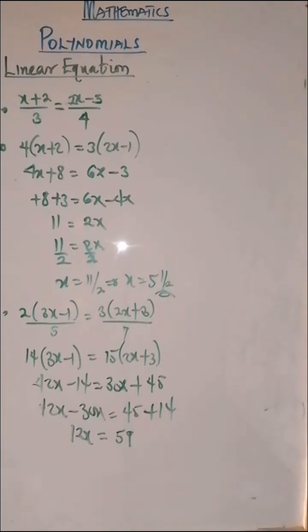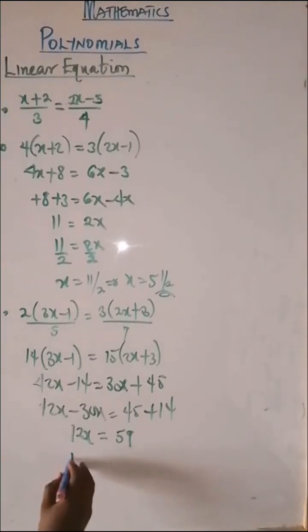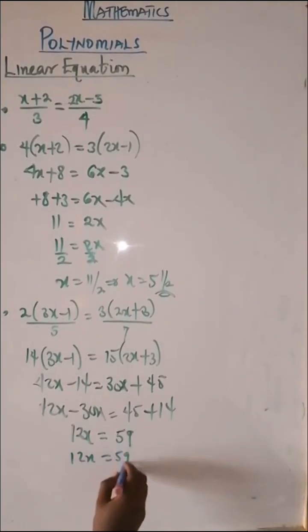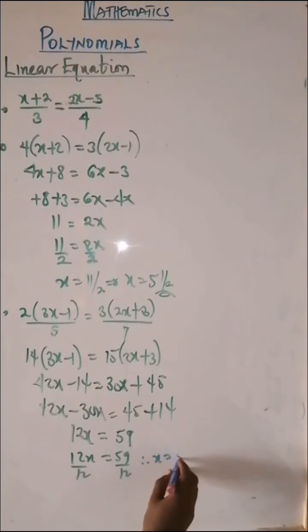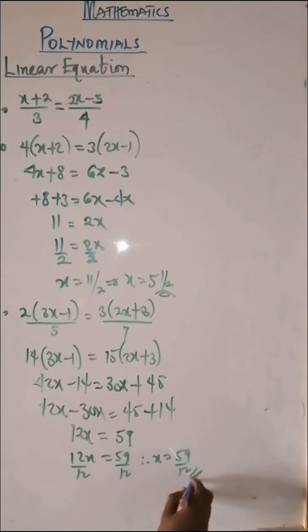So here to get the value of x, we divide both sides by 12. So here we have 12x equals 59, divided by 12 over 12. So definitely our x becomes 59 over 12.